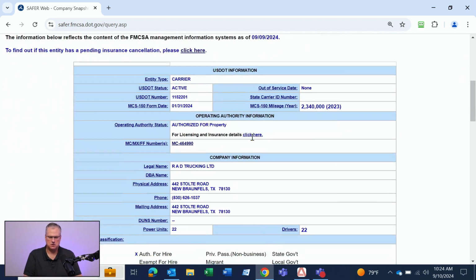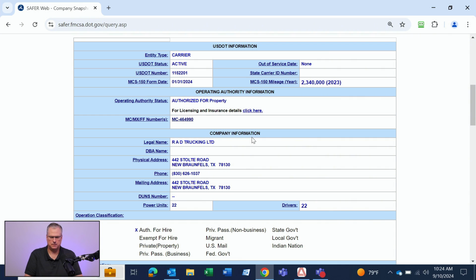Down below here kind of gives an overview of your company status. It's going to show your entity. If you're a carrier, it's going to show if you're active or not. It shows your DOT number, the date on your MCS 150 form, when it was filed last. Also, name and address of the business are here.